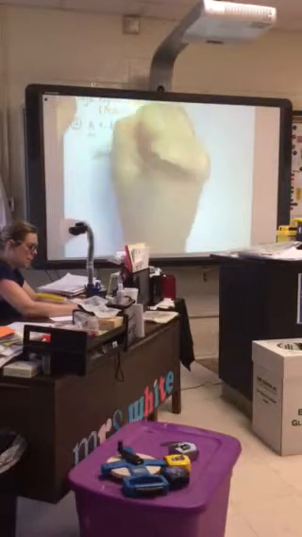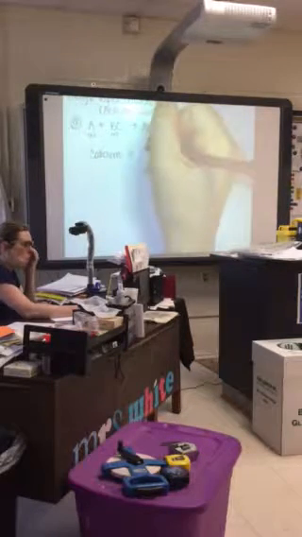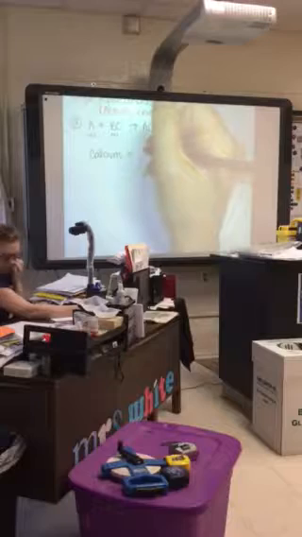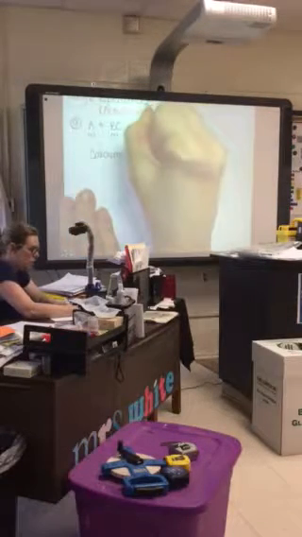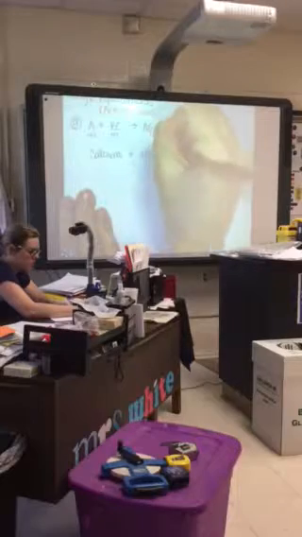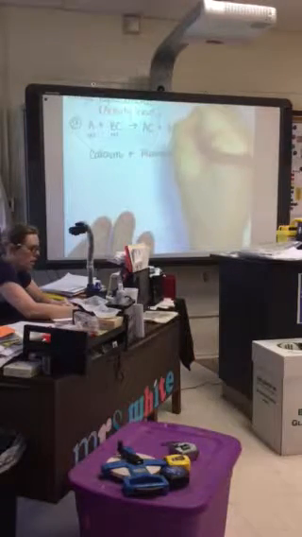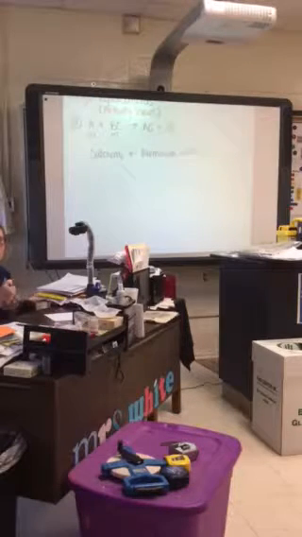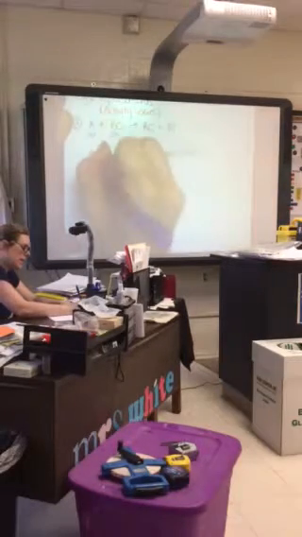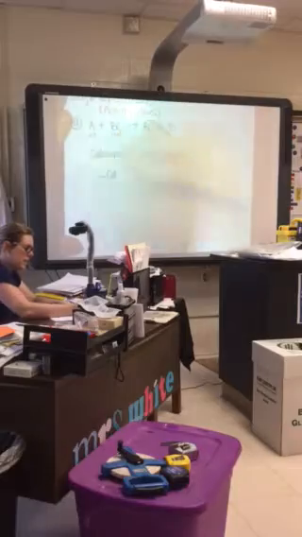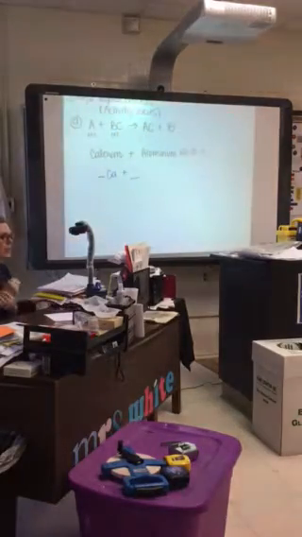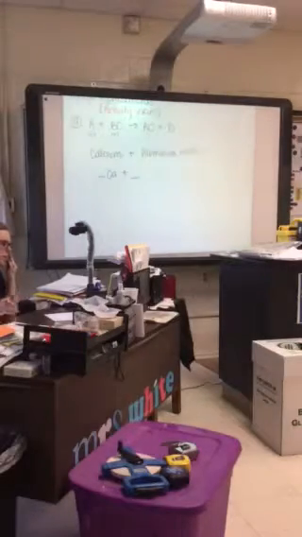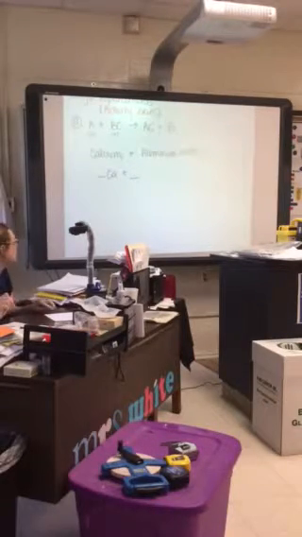calcium plus aluminum oxide. Since calcium's by itself, the only question that we need to ask is, is it diatomic? So is calcium diatomic? No. So it would just be Ca plus. Alright, then aluminum oxide, so we would need to figure out what that formula was.